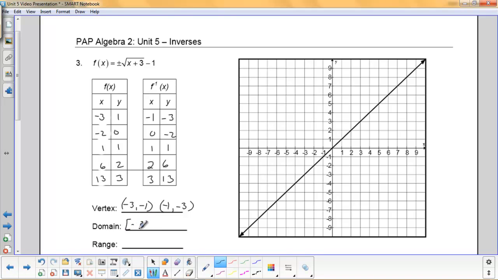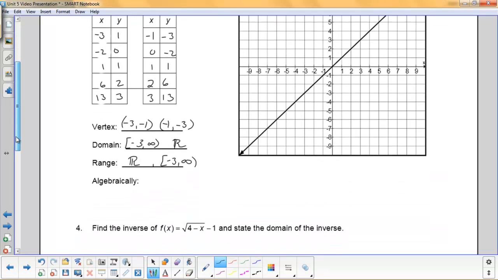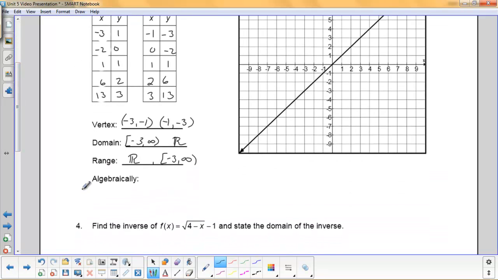The domain of the original is -3 to infinity, and the domain of the inverse is all real numbers. The range of the original is all real numbers, and the range of the inverse is -3 to infinity. So you can see your pattern there, switching back and forth. The last thing we'll do is algebraically show how we got from one to the other.